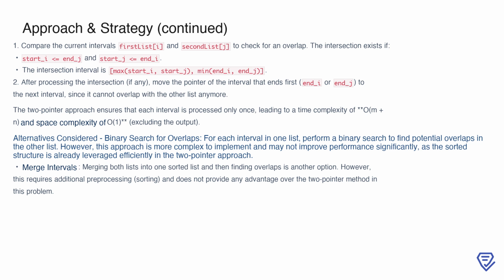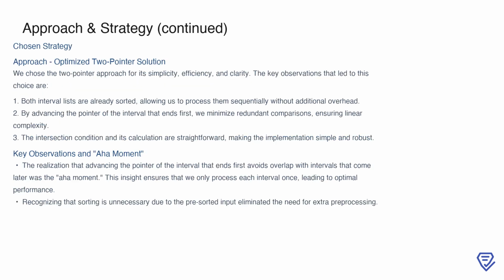While other options like binary search or merging the lists were considered, they introduce unnecessary complexity without substantial performance gains compared to this method. The two-pointer approach was chosen as the optimal solution due to its simplicity, efficiency, and the way it naturally leverages the sorted nature of the input.